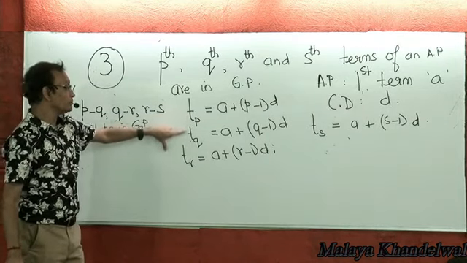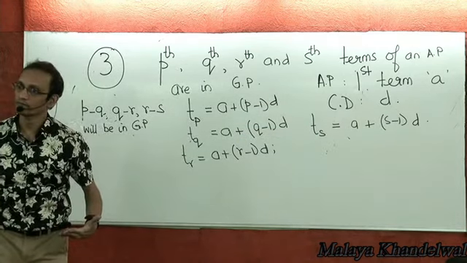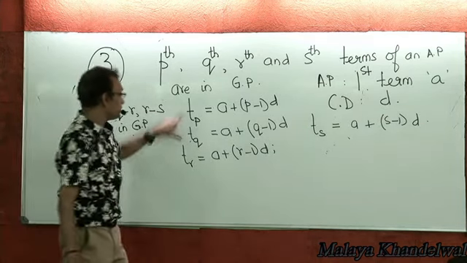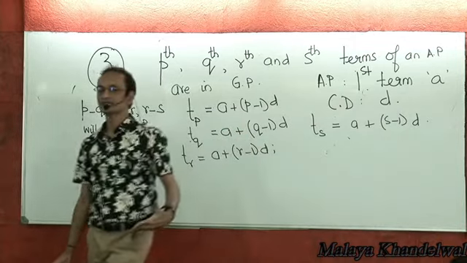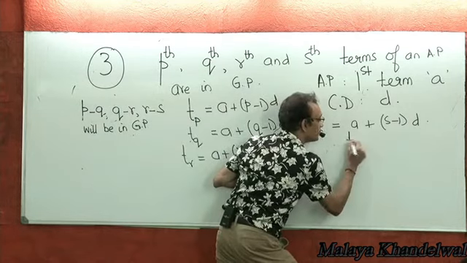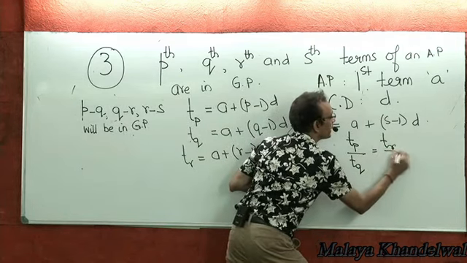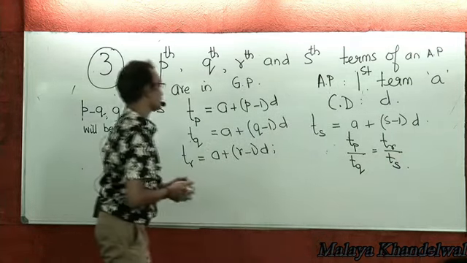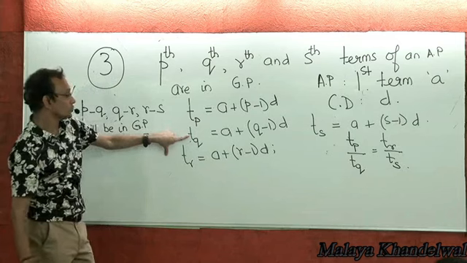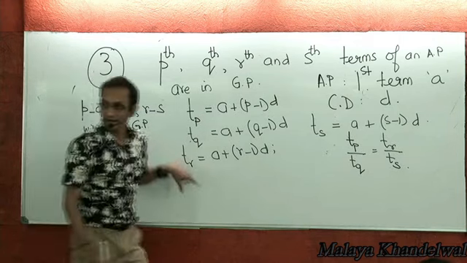And TP, TQ, TR, TS are known to be in GP. Right? So then can I say that TP by TQ must be equal to TR by TS? If TP, TQ, TR, TS are in GP, can I say TP by TQ must be equal to TR by TS? Yes or no? And also equal to TQ by TR.